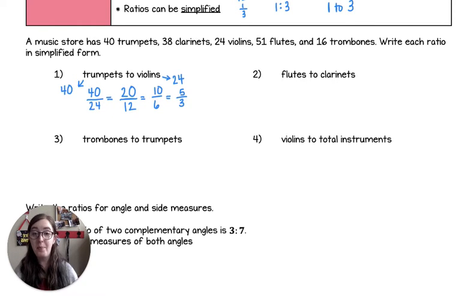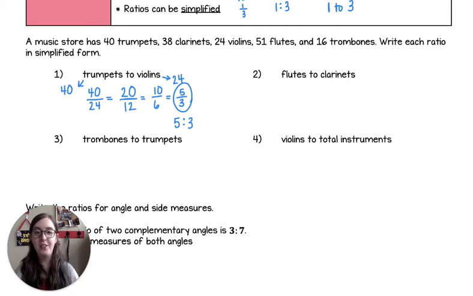Now there's no number that goes into both 5 and 3 other than 1. So that's my answer. I also, at the beginning, like I said, could have divided by 8. So 40 divided by 8 is 5. 24 divided by 8 is 3. So you could have gotten there in fewer steps. Remember, you can also write it as 5 to 3.